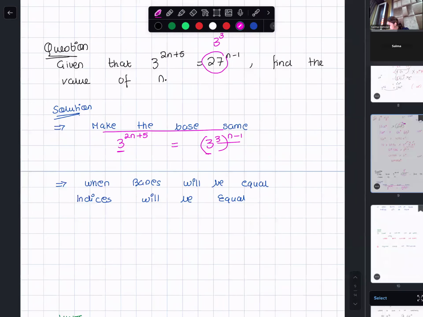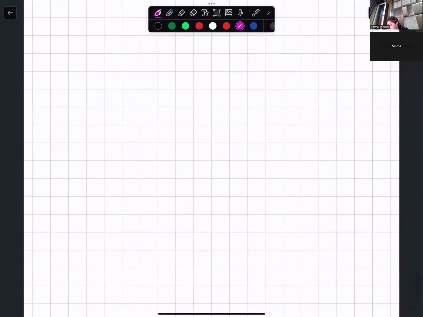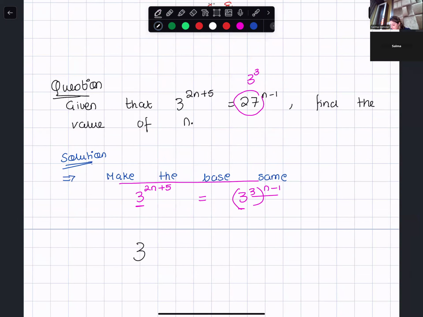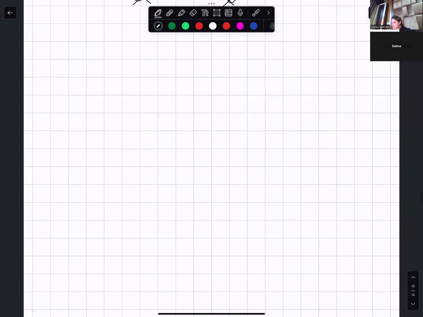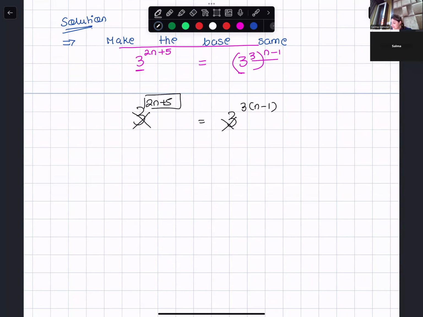So this can be written as 3, the whole raised to 2n plus 5 is equal to 3 into n minus 1. Base is same. So since the base is same, the indices will also be equal. This is the indices. So 2n plus 5 will be equal to 3 into n minus 1, so 2n plus 5 is equal to 3n minus 3.